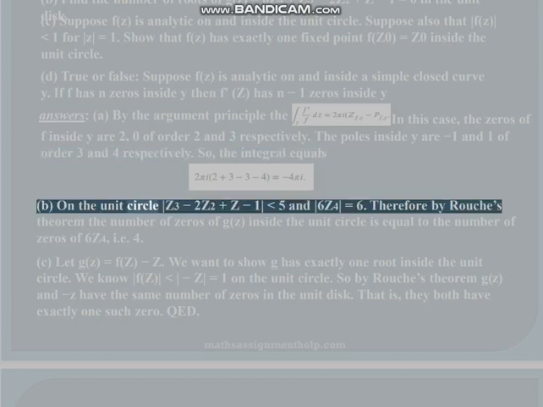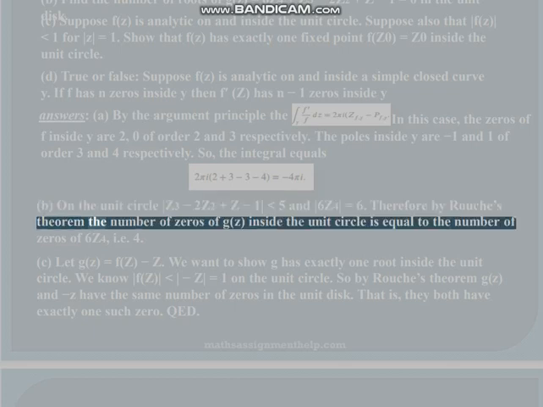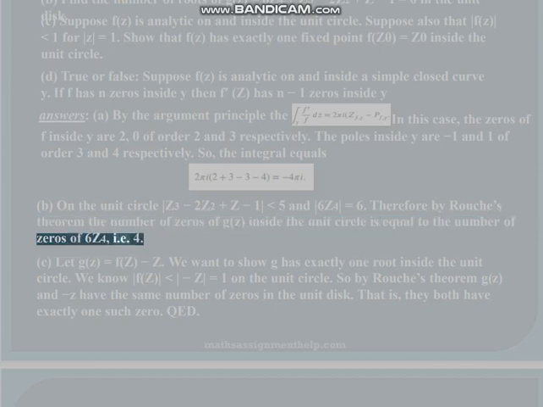B. On the unit circle, |z^3 - 2z^2 + z - 1| ≤ 5 and |6z^4| = 6. Therefore, by Rouché's theorem, the number of zeros of g(z) inside the unit circle is equal to the number of zeros of 6z^4, i.e. 4.